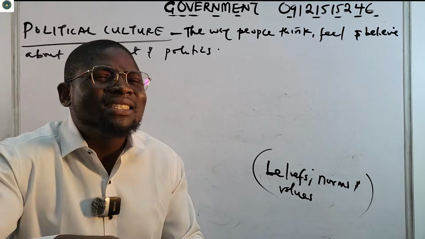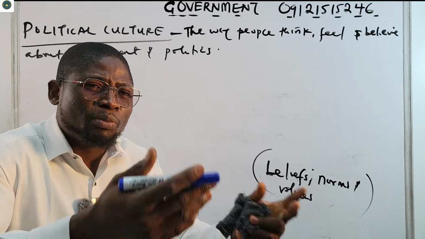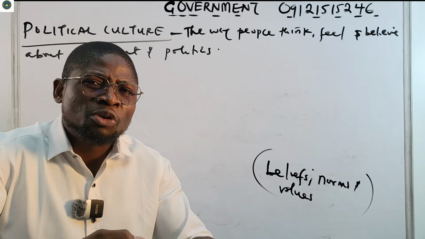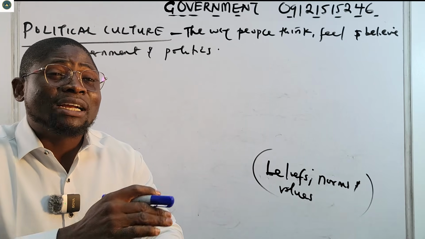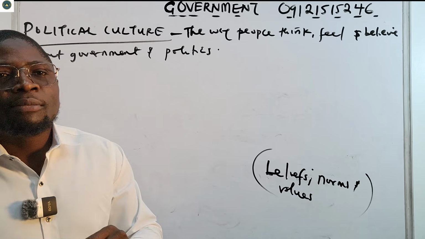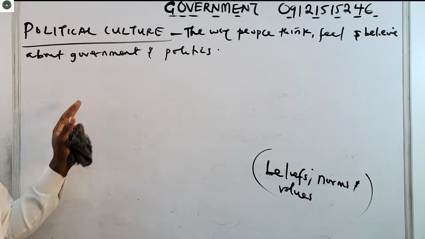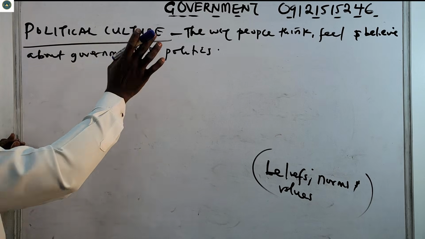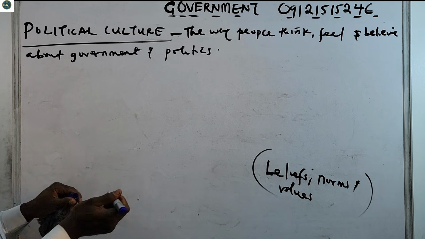So all of this type of belief, those that respect and love their leaders, those that join political parties and participate actively, those that don't trust their leaders and believe that politicians are thieves, all of those form what? A political culture. This is the political culture that we are talking about. So let's look at the components of political culture.